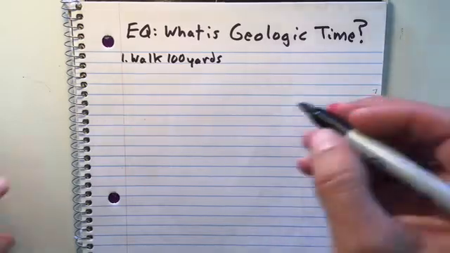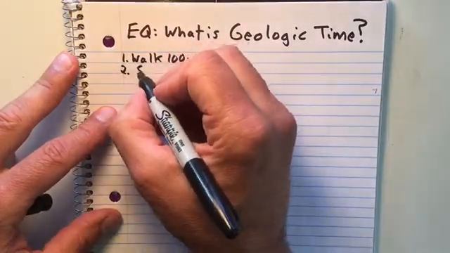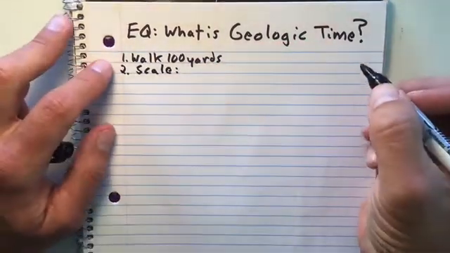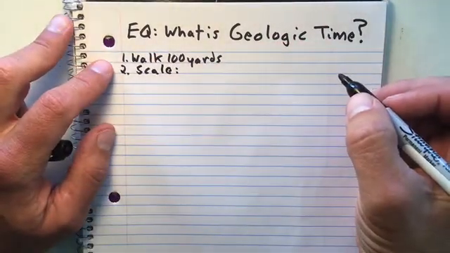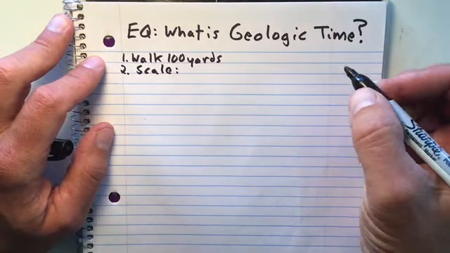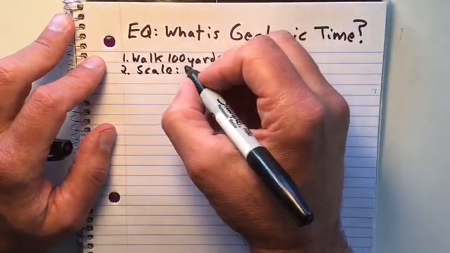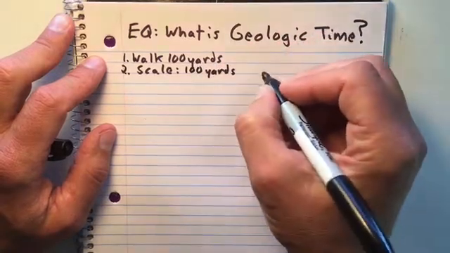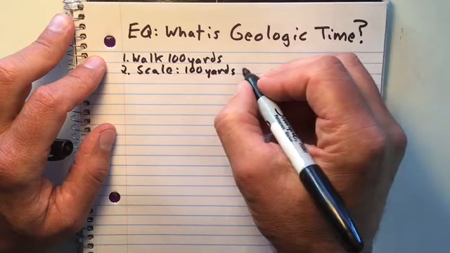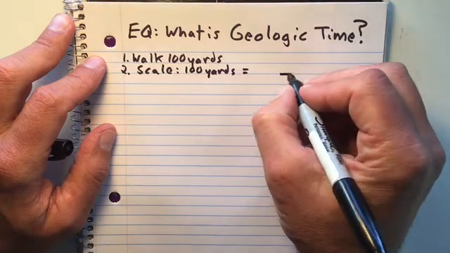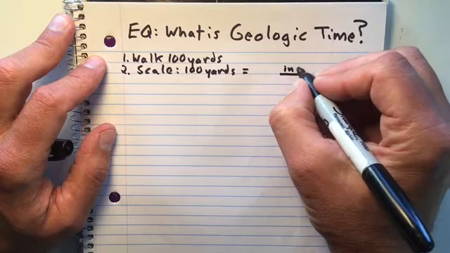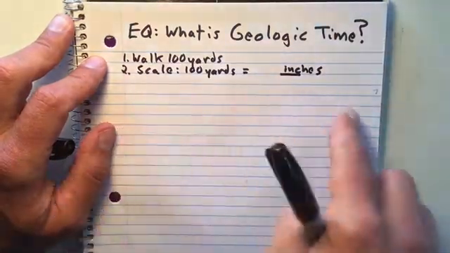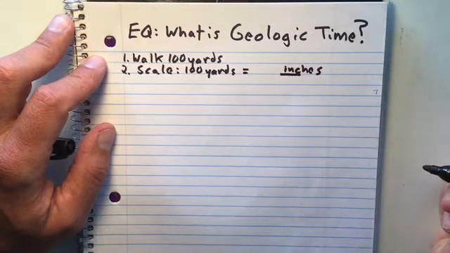Okay, next part, we're going to make a scale. If you remember, we made a scale of the solar system model. Now we're going to make a scale with geologic time. With a scale, you're going to convert something. So we're going to take the 100 yards we walked outside and convert that to inches. If you have an idea, pause the video: how would you convert 100 yards into inches to fit on this paper? Pause the video, take a guess.